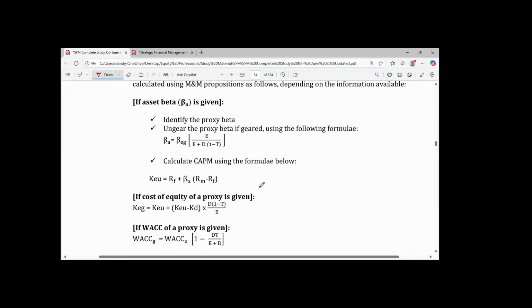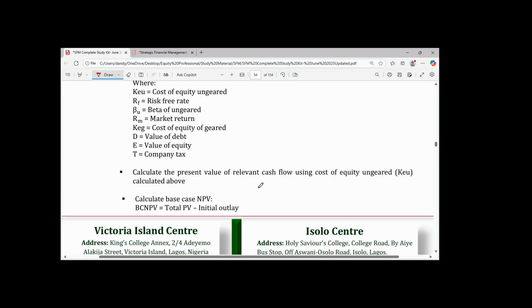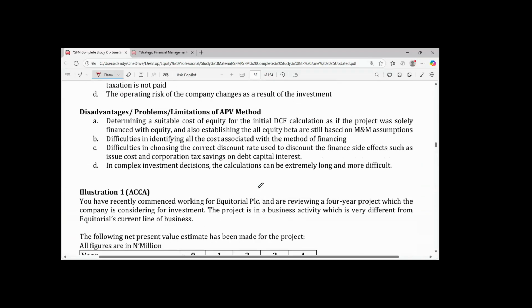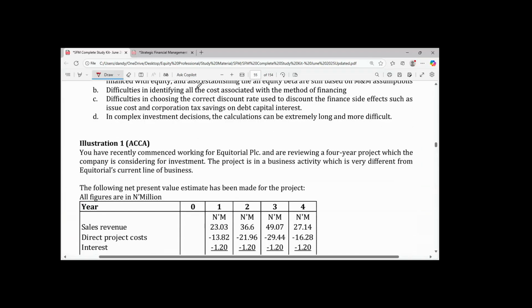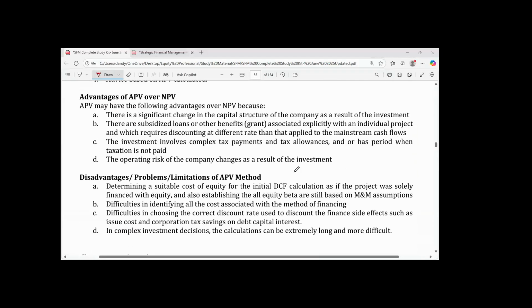Okay. I explained the procedures that you need to carry out anytime you want to calculate adjusted present value. I gave you 4 different steps. Step 1 is to calculate base case NPV. Then step 2, you calculate the PV of financing effect cash flow. Then step 3, you calculate adjusted present value. Then step 4, you advise whether the project is financially viable.